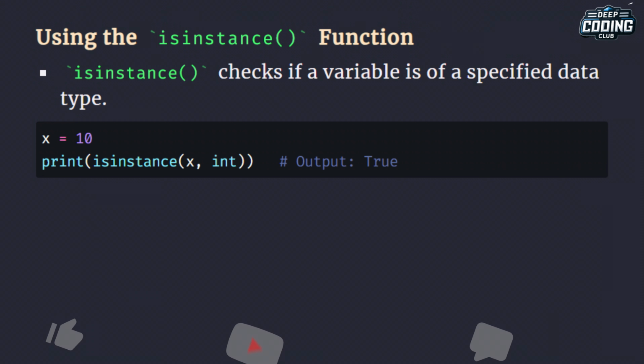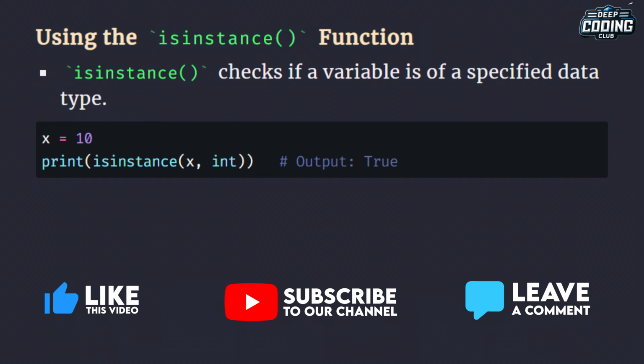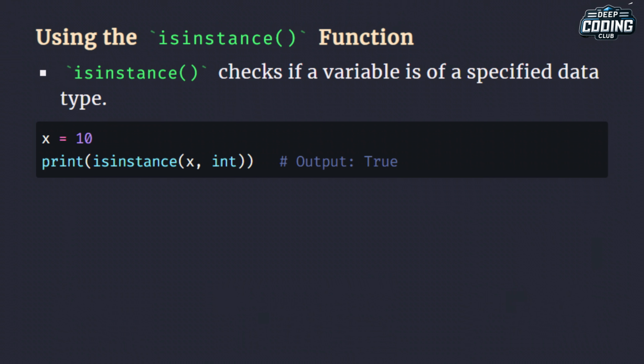So in this example, x is equal to 10 and I want to check whether it is an integer or not. I am passing x, my variable name, as the first parameter, and my target data type int as the second parameter, and it outputs true. So this confirms that x is indeed an integer.